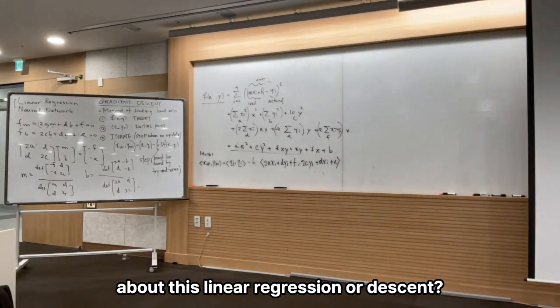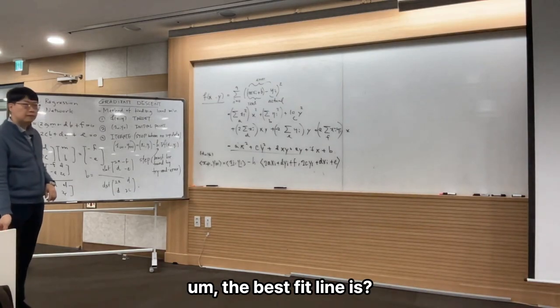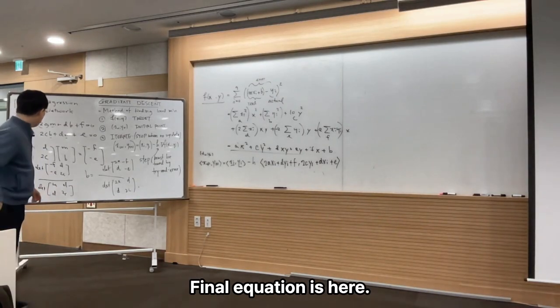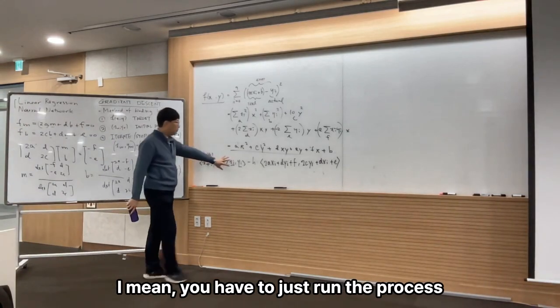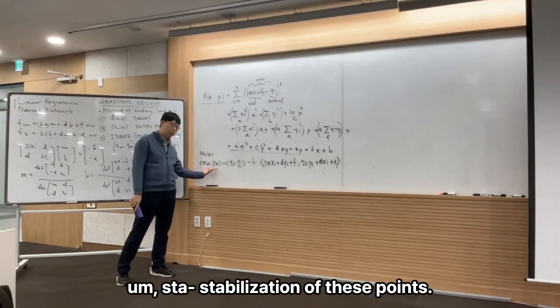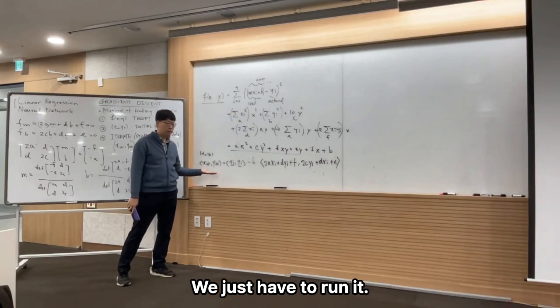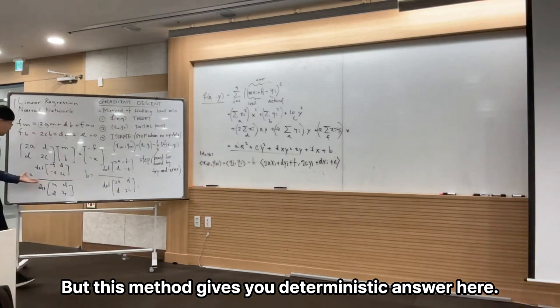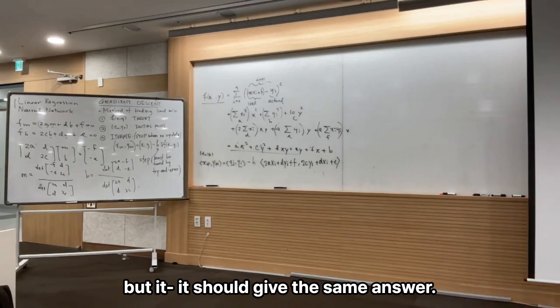Any questions about this, linear regression or gradient descent? The final equation is the equation of the best fit values. This one you don't know in advance. You just have to run the process until you find stabilization of these points. So this is M, this is B, the slope and the y-intercept, right? But we don't know what the values could be. You just have to run it. But the other method gives you a deterministic answer. There are different methods, but they should give the same answer.